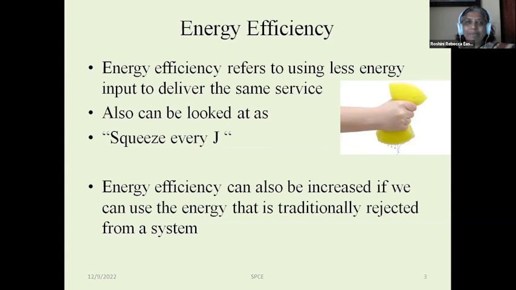So energy efficiency refers to using less energy input to deliver the same service. I jokingly say it means squeeze every joule of input. And energy efficiency, I think Achyut or Anish had mentioned, about heat recovery. So energy efficiency can also be increased if we can use the energy that is traditionally rejected from a system.